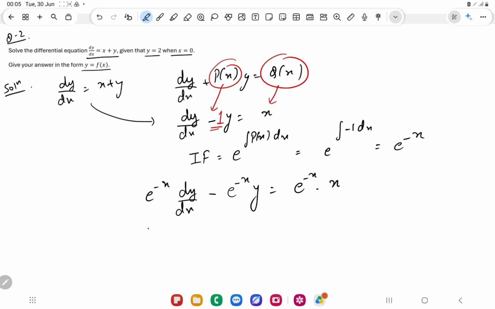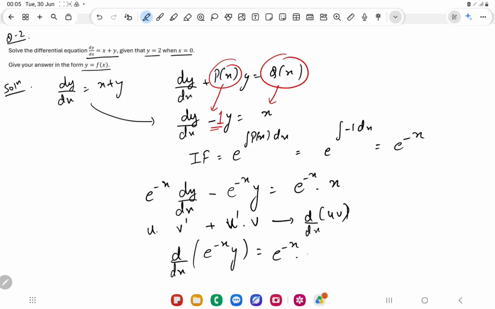Now if you see, this is u into v dash plus v into u dash. Upon applying the product rule, this becomes d by dx of u into v. So I can say that my left side will become d by dx of e to the power minus x into y, which equals minus x multiplied by e to the power minus x.